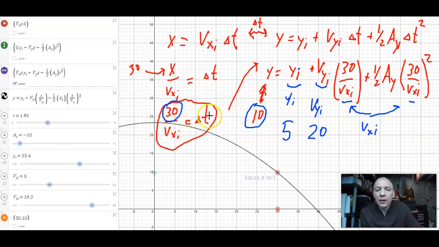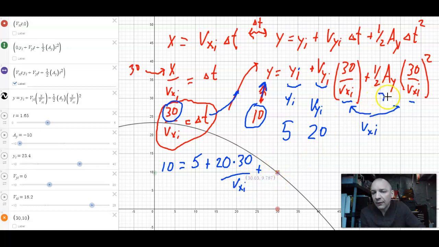So when we put in this delta t in here, we're saying, all right, we want x to be 30, and then we put a 10 here in for y, we're saying y is going to be 10. So if I rewrite that out here, I got 10 is going to be equal to 5 plus 20 times 30 over vxi, plus 1/2 ay. Okay, so ay here was negative 10. So I'll just do that math. Plus 1/2, so that'll be minus 5. And then we got 30 squared over vxi squared.